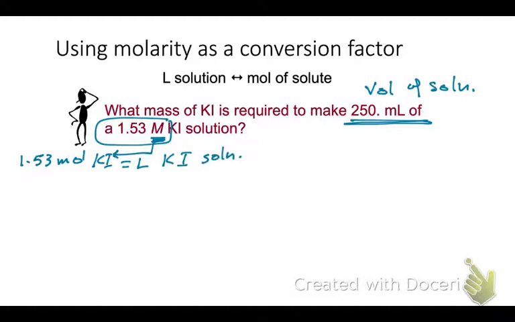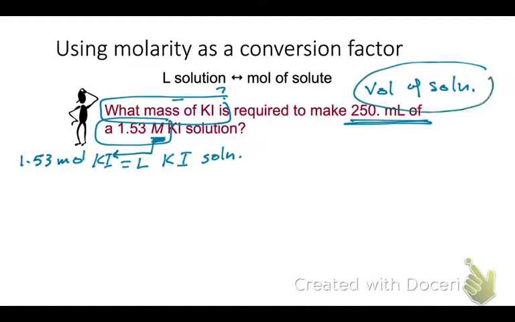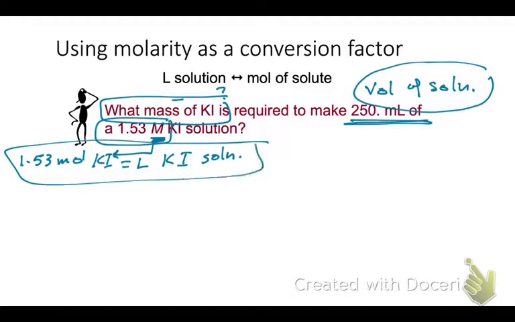Now, they want the mass of potassium iodide. But what did they give you? They gave you volume and they gave you molarity. Molarity has a relationship between volume and moles. So I have volume and I have molarity. It means that volume can cancel volume and I will get moles of potassium iodide. And if I have moles of potassium iodide, I can get grams of potassium iodide. So let's start working on this together.